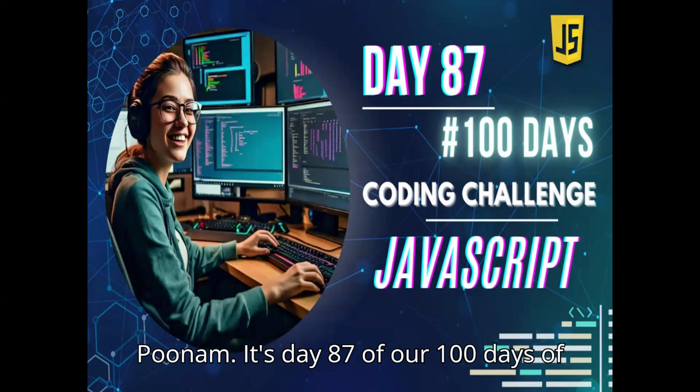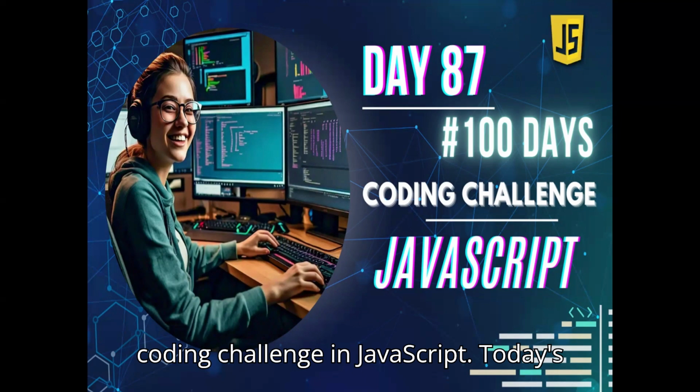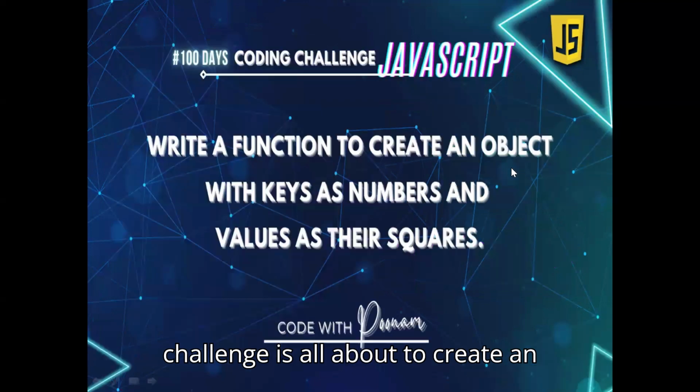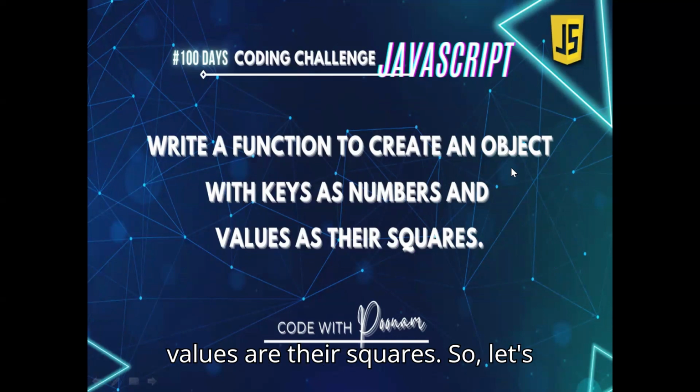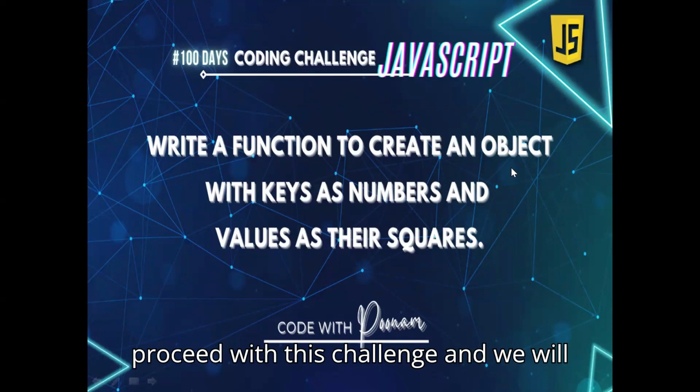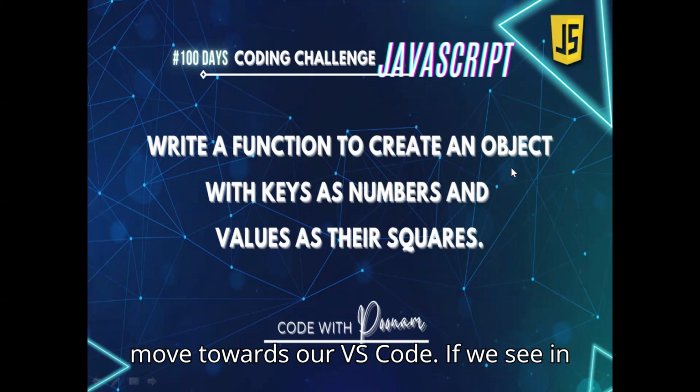It's day 87 of our 100 days of coding challenge in JavaScript. Today's challenge is to create an object where keys are the numbers and values are their squares. So let's proceed with this challenge and move towards our VS Code.